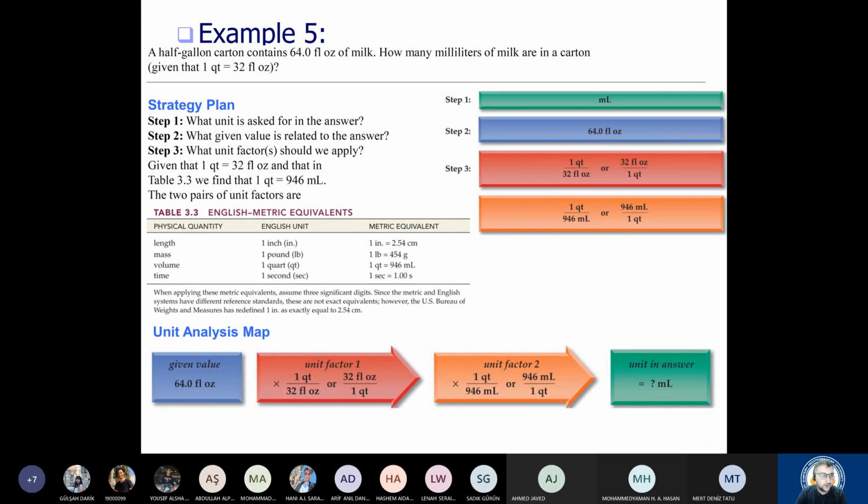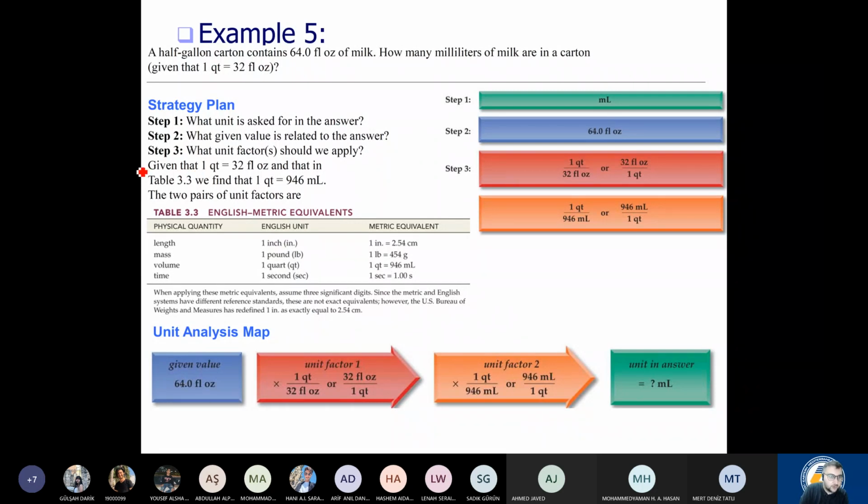So fluid ounce is used in the USA units, and here also you can see in this table that 1 inch is equal to 2.54 centimeter. 1 pound is equal to 454 gram, and 1 quart is equal to 946 milliliter, and 1 second is equal to, yes, 1 second. They don't have any unit for the second.